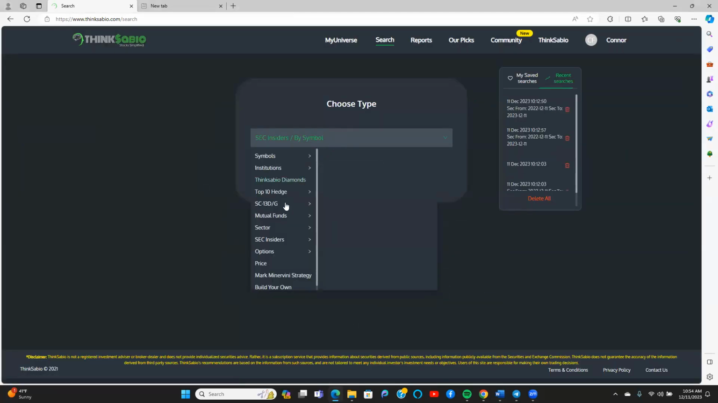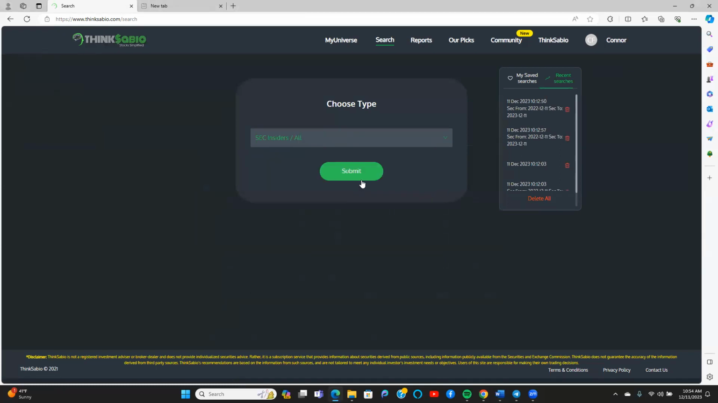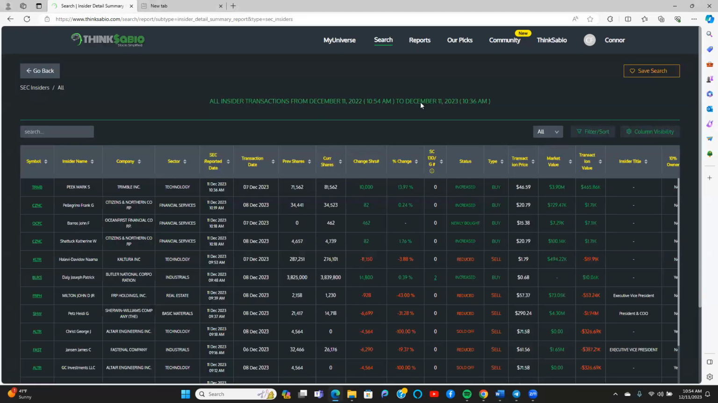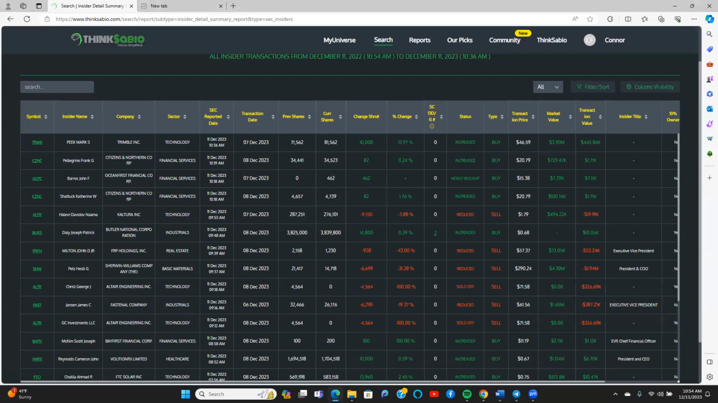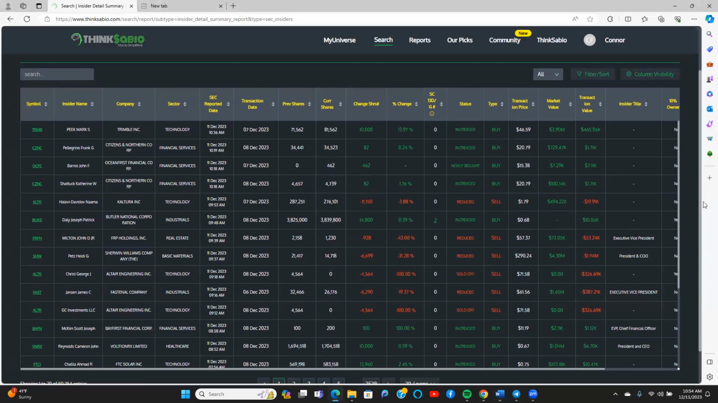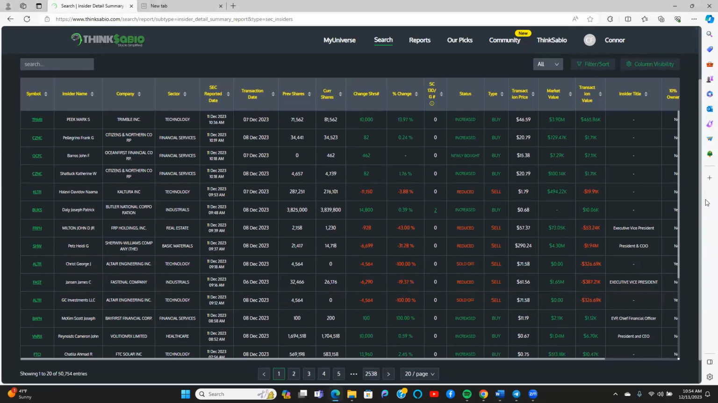And last but most definitely not least, we've got the all insider transactions report. This is similar to the first report, but it tracks all the transactions from the previous year. So it's very in-depth, but also wide-based. It shows all the insider transactions for each stock, for each insider over the past year. It has a similar layout. It shows the symbol of the stock, the insider that bought it, the company name, the sector that they work in, and then the date of the transaction and how many shares were bought or sold.